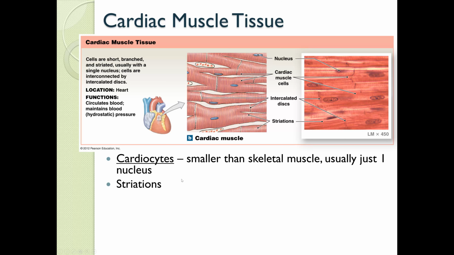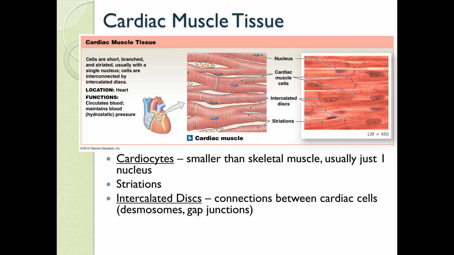You do see striations in cardiac muscle tissue. Again, you see these faint lines that run up and down throughout the tissue. Again, that is due to the actin and the myosin arrangement. The arrangement of actin and myosin in cardiac muscle is the same as the way it's arranged in skeletal muscle.